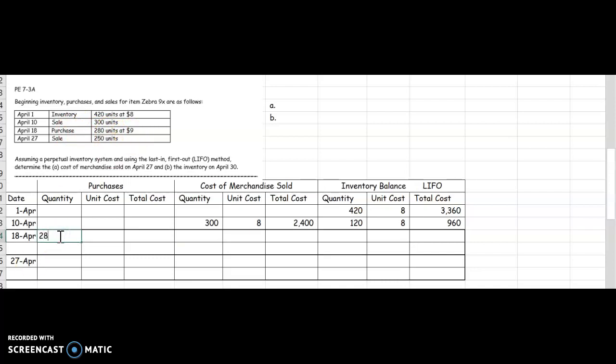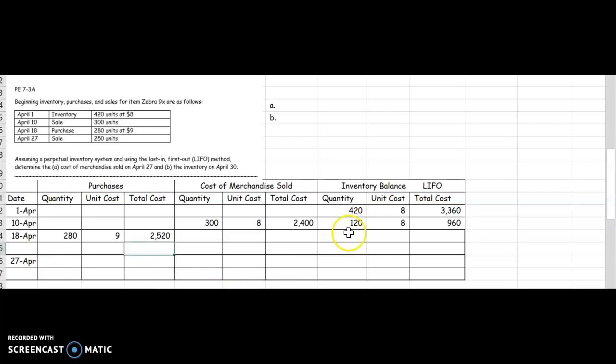On April 18th, I purchased new inventory of 280 units at $9. So 280 at 9. It's $2,520. So pay attention here when we go to put in our inventory balances over here. We need to account for what we still have from before and what we just now got. And we need to keep it in the same order.